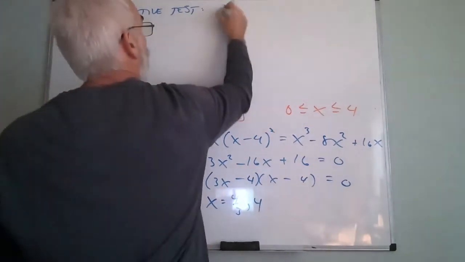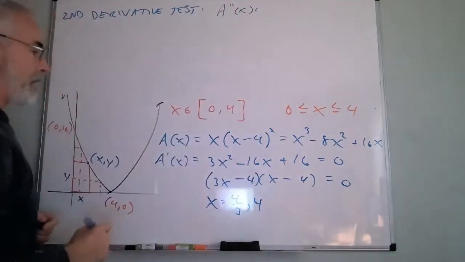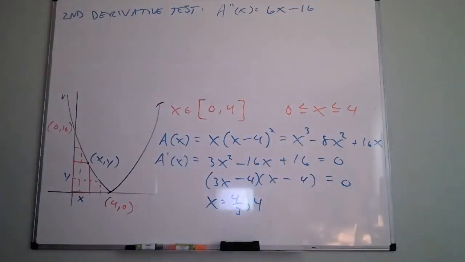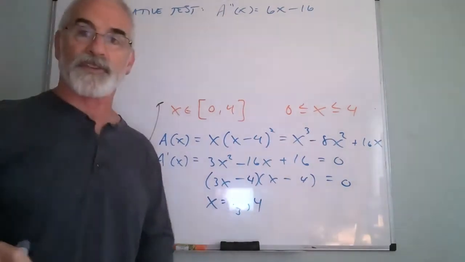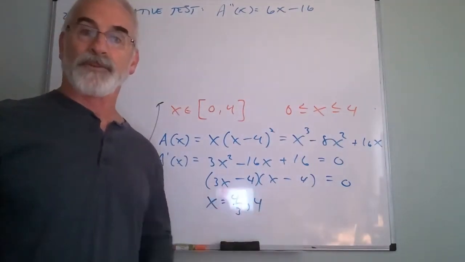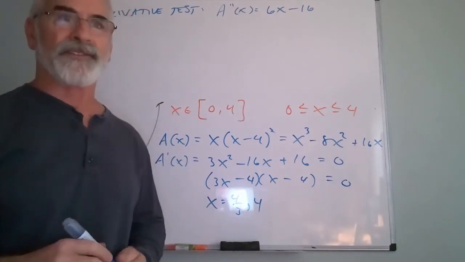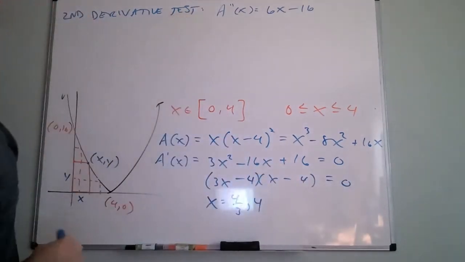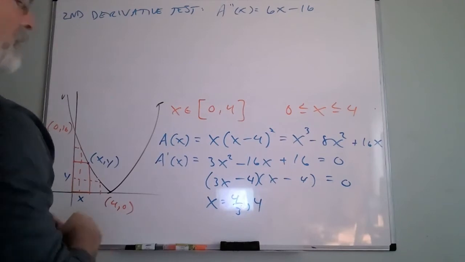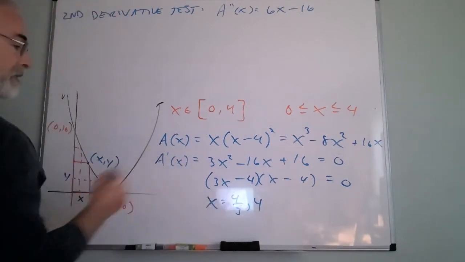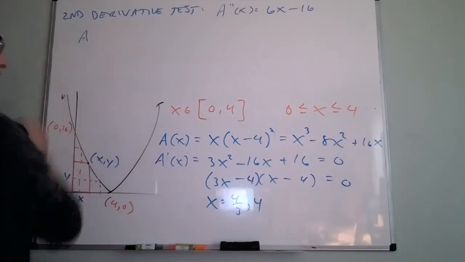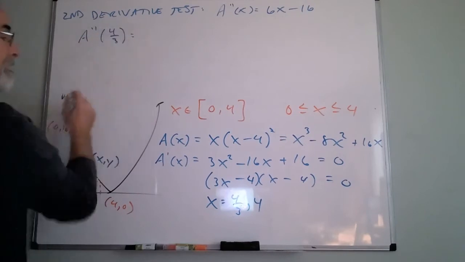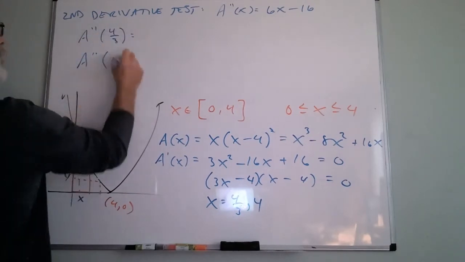Okay, what is A double prime? A double prime of X is 6X minus 16. I am not setting that equal to 0. I am not interested in finding an inflection point or anything like that. That's something else. So what am I going to do with that? Well, I'm going to take these values and substitute them in. So A double prime of 4/3 is, and A double prime of 4 is.